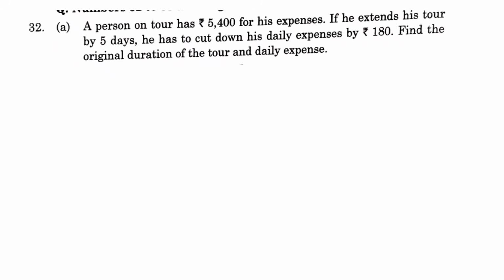So let us assume that the original duration of the tour was for x days. Then daily expenses will be 5,400 divided by x because he is having 5,400 rupees. Now if he has to extend by 5 more days, the number of days will become x plus 5 and then daily expenses will become 5,400 divided by x plus 5. And what is given? If he is extending by 5 days, they have to cut the daily expenses by 180. It means the difference of these two is 180.